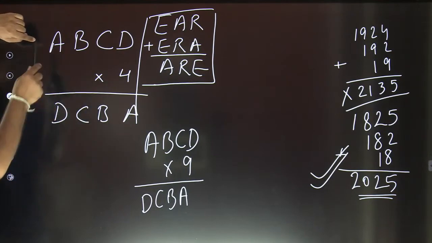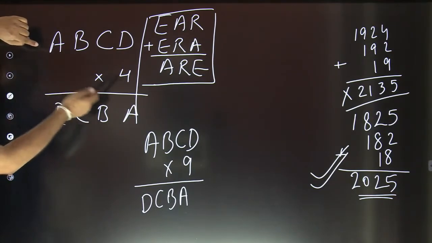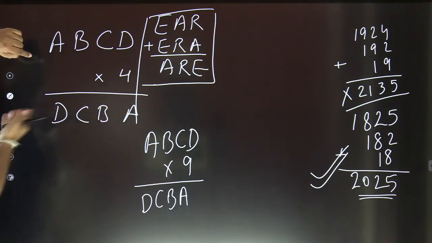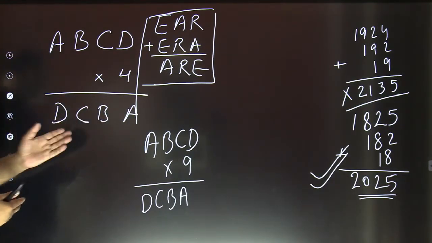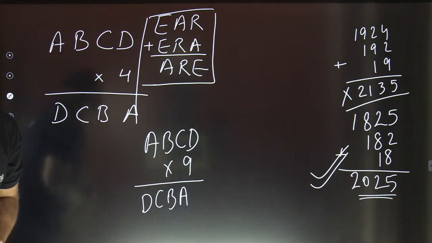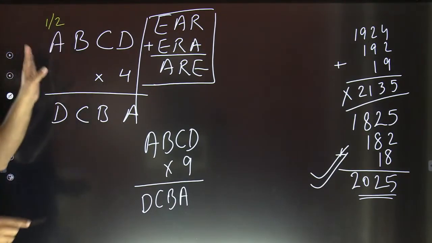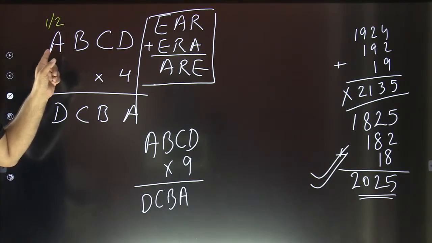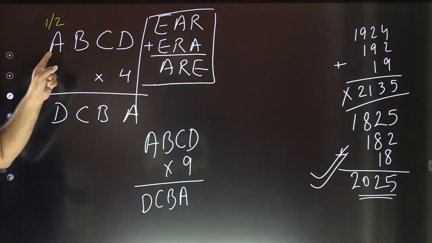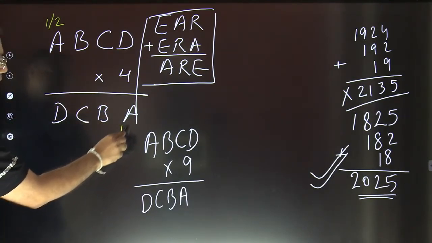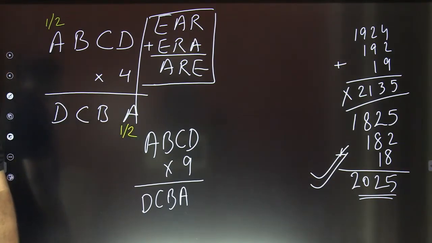Why? Because if A is more than 2, in that case 4 into that number will be a 2-digit number, and that's how our answer will not be limited to 4 digits, right? So this A could be 1 or 2. Is that fine? Is that clear to everyone? ठीक है ना? This A has to be 1 or 2. Same way this A and this A are same things. This A also has to be 1 or 2. Yes or no?